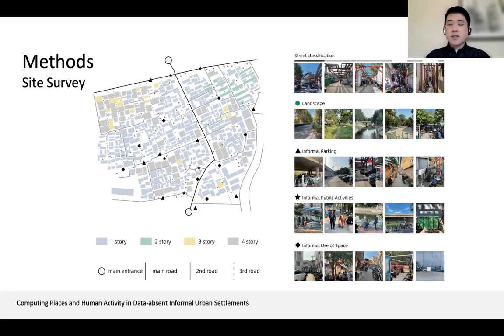This figure illustrates the spatial scope of the survey, with some examples shown here as images involving different informality on the site. We also conducted a survey on the building configuration, involving both the location of the buildings and the height, by counting the building floors.